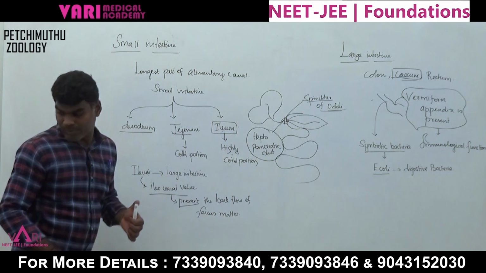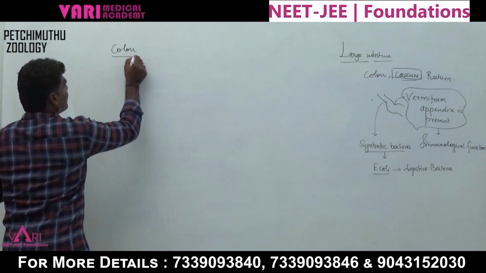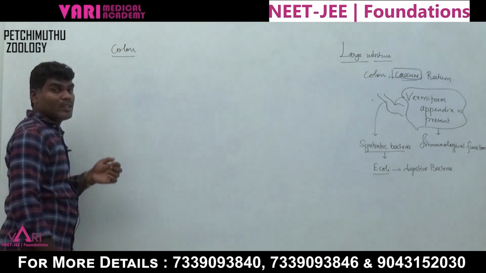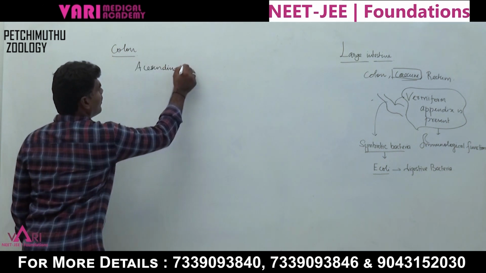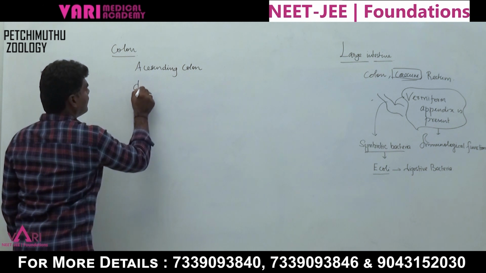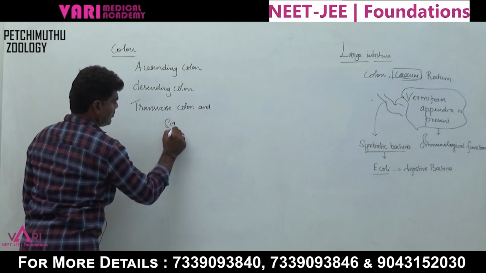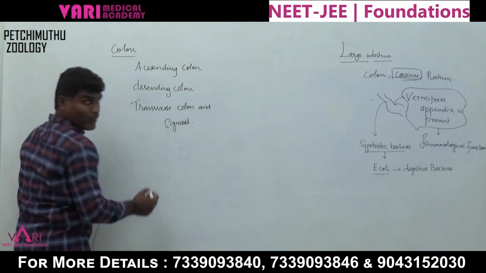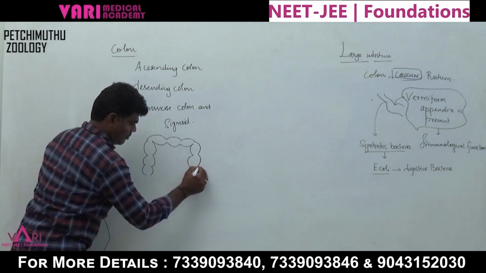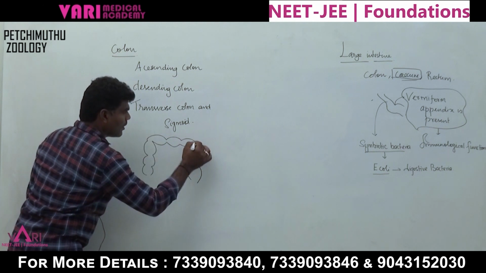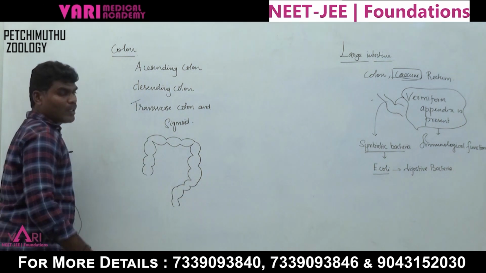Then the next one is the colon. The colon has the ascending colon, transverse colon, descending colon and sigmoid colon. It starts with the ascending colon going upward, then the transverse, then the descending colon, then the sigmoid. So these are the large intestine parts.